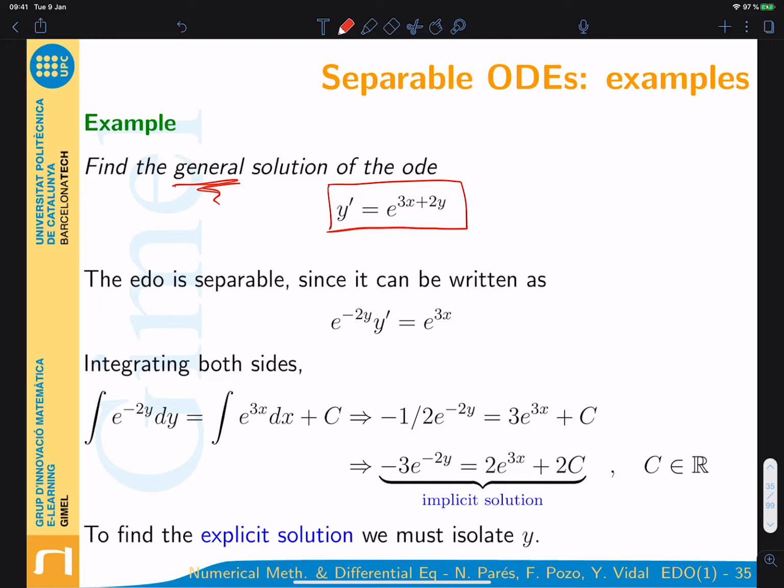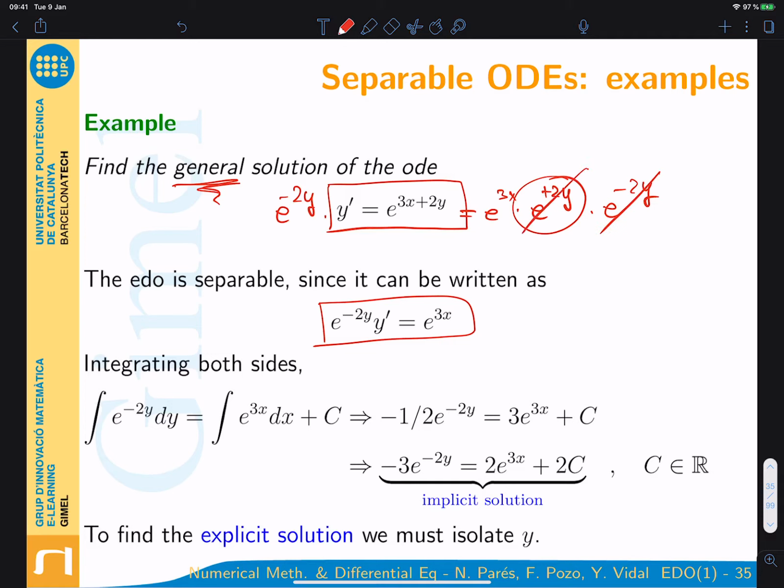Now, this is a separable ODE because we can rewrite it in this way, just using the fact that this is nothing more but this thing. So I can multiply everything by this value, and I will get this expression here, okay?